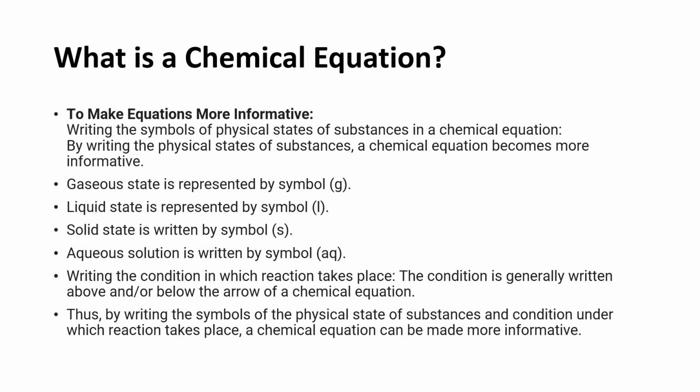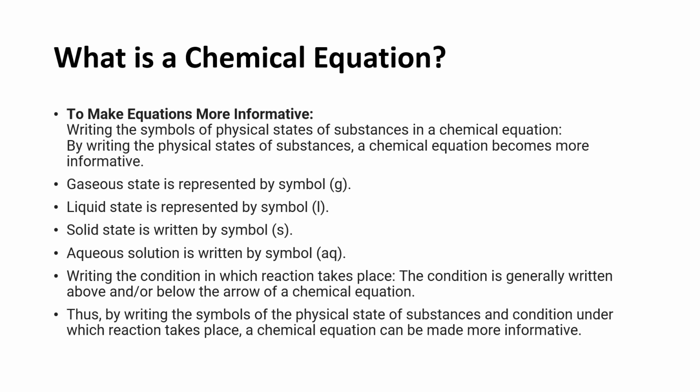To make equations more informative, what can we do? Write the symbols of the physical states of substances in the chemical equation. By writing physical states of substances, a chemical equation becomes more informative. Gaseous state is represented by the symbol g in brackets. Liquid state is represented by the symbol small l in brackets. Solid state is written by the symbol small s in brackets. Aqueous solution is written by the symbol aq in brackets.